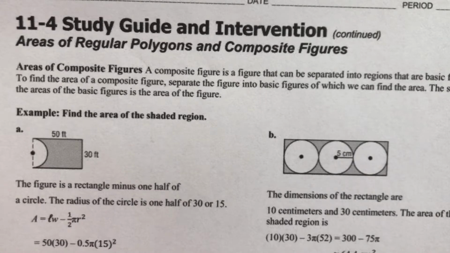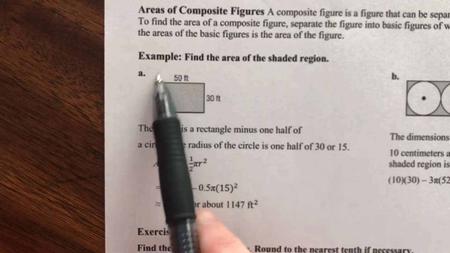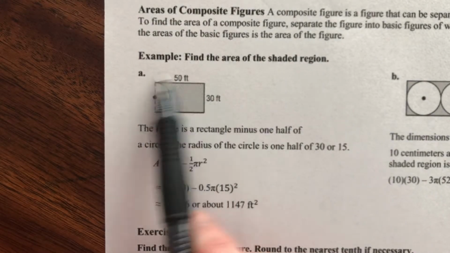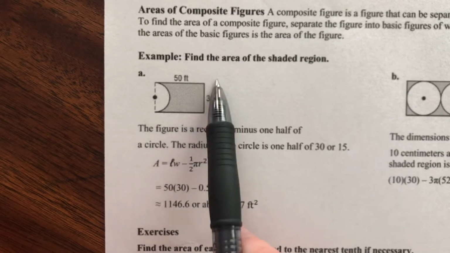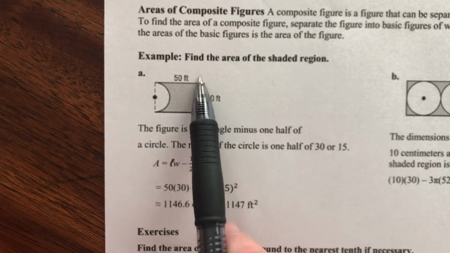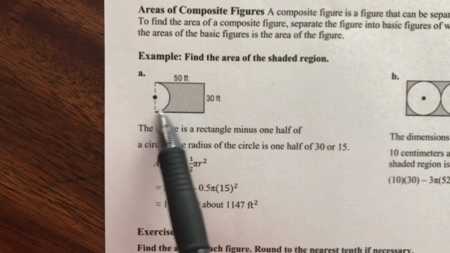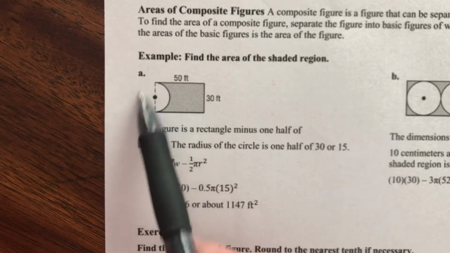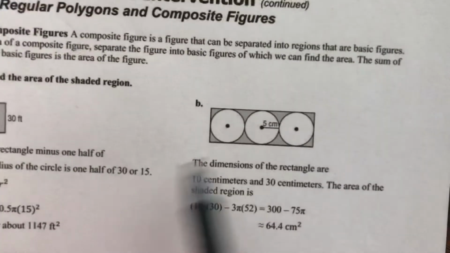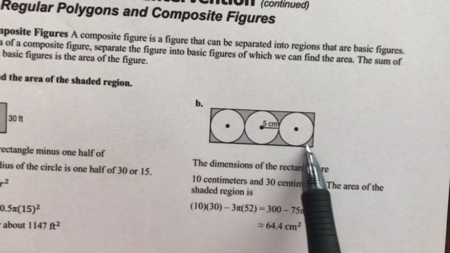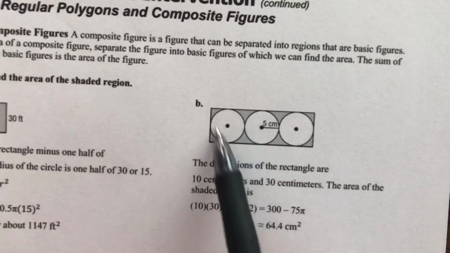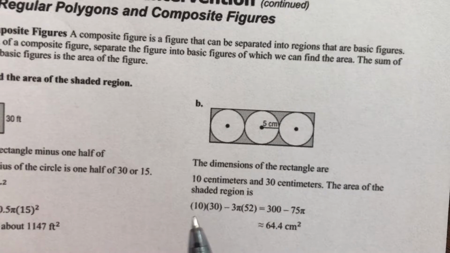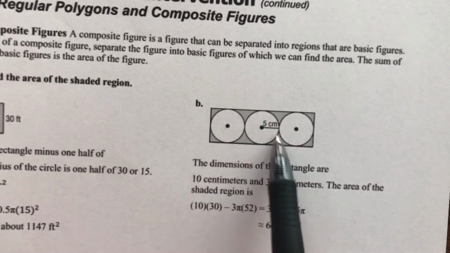So, here we would obviously, if we wanted to find the area of just the shaded region, we would find the area of the rectangle and subtract the area of half of a circle that's created here, right? Over here, we would find the area of this rectangle, and then we would subtract the area of each of the 3 circles, and that would give us the area of just the shaded region.